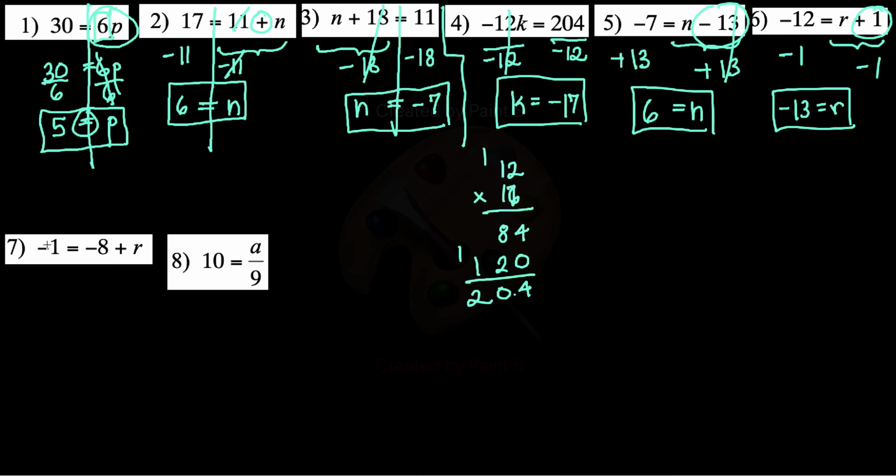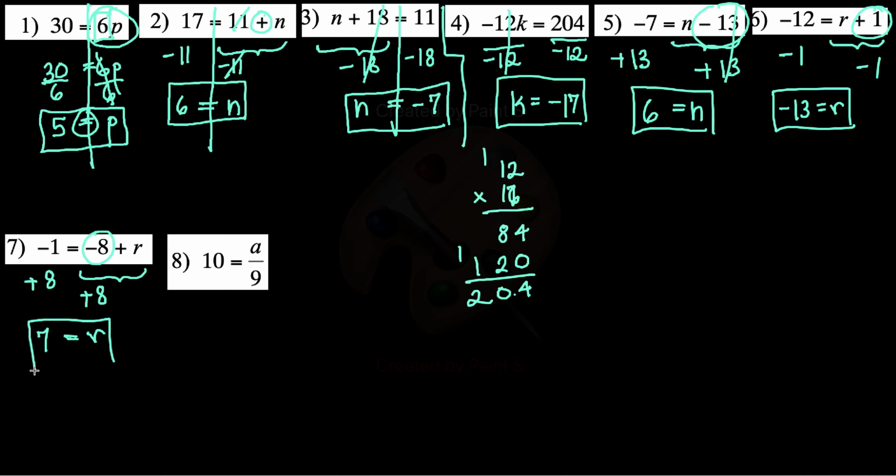And now let's go down to this one. Similar problem. I want to get r by itself. What's in the way in this case? The negative 8. You want to be careful in something like this. How do you get rid of negative 8? You've got to add 8. You want to bring that to 0. If you add 8, negative 8 plus 8 is 0. 0 plus r is just r. Negative 1 plus 8 is 7.